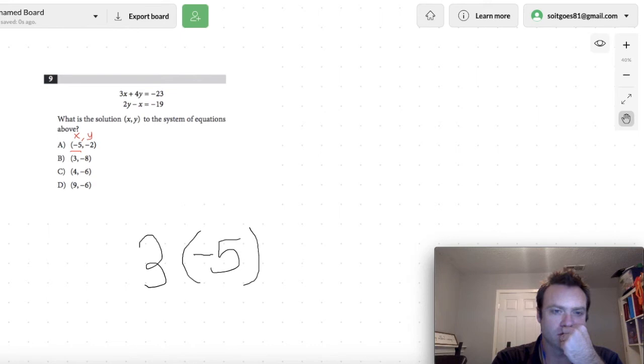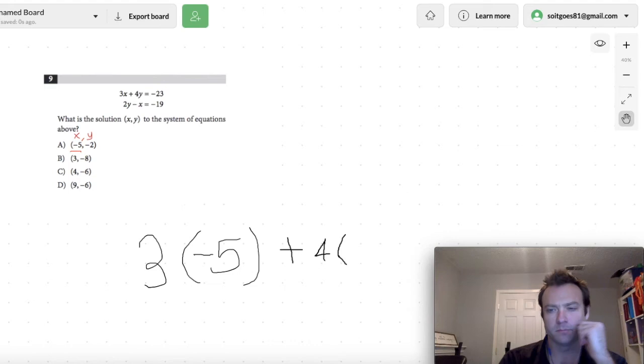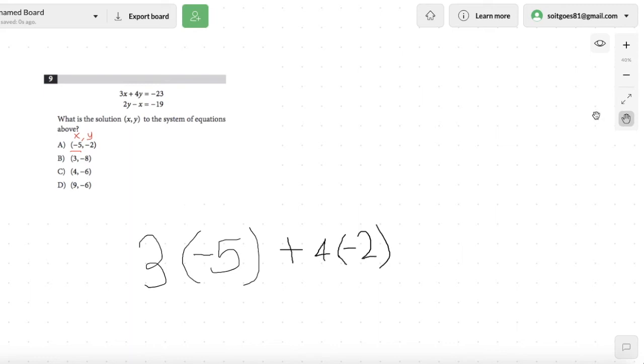So we've got 3 times negative 5 plus 4 times negative 2. And what does that equal, Caden? So 3 times negative 5 is negative 15, plus 4 times negative 2, which is negative 8. Because we get negative 15 plus negative 8, and when you add a negative, that's the same as subtracting. So that gives us a negative 23.